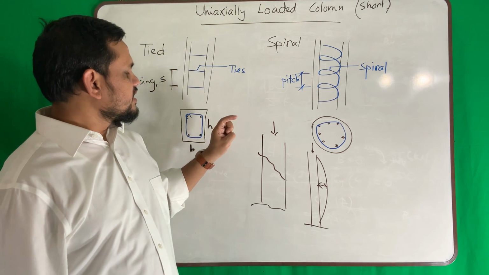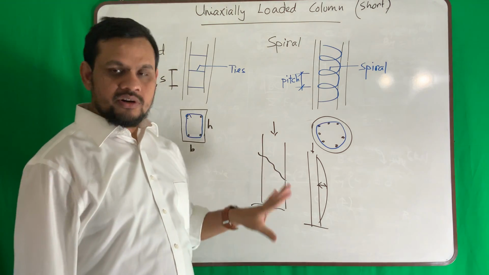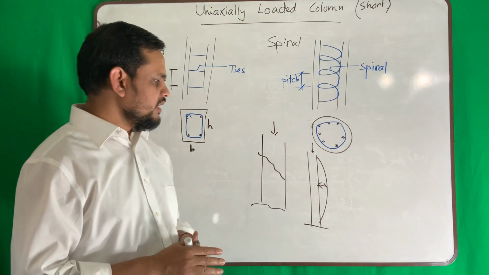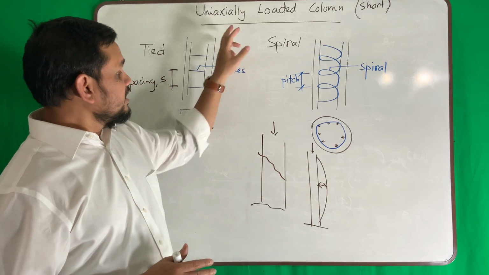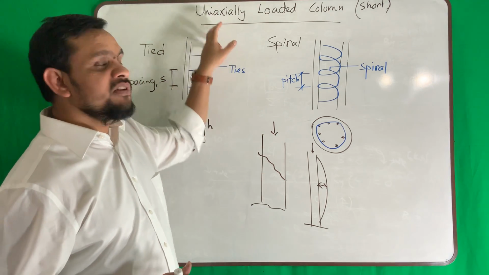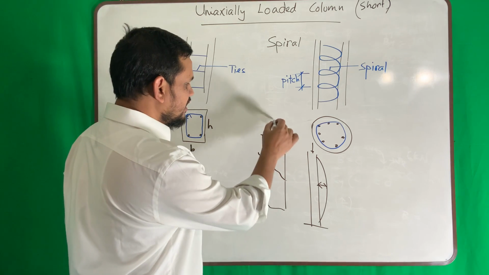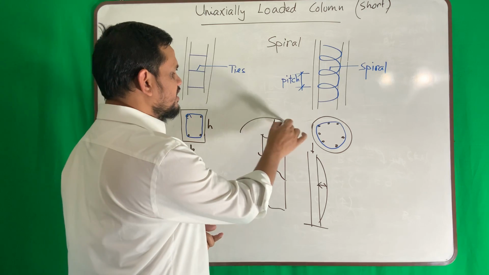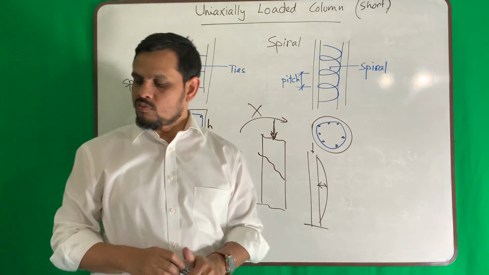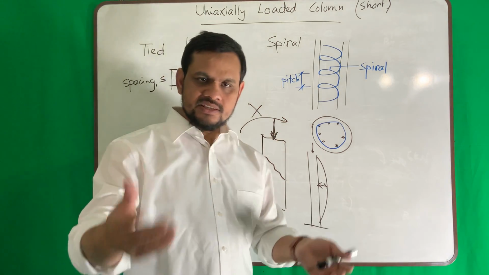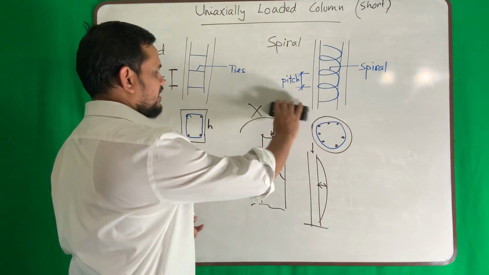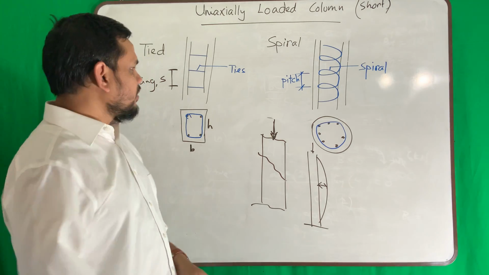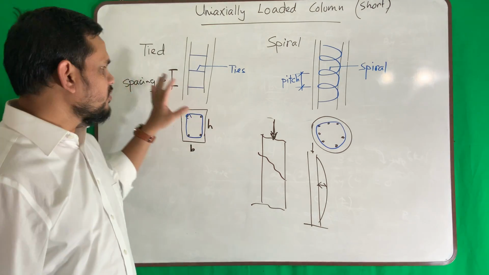So in this discussion, I will start only with short column, which doesn't buckle so much, small buckling or negligible buckling. That is called short column. And inside short column, I will talk about uniaxially loaded. That means load will be only at the centroid of the section. There is no moment. If there is moment, there is another chapter. We will discuss it in the next chapter. Here, only uniaxially loaded.